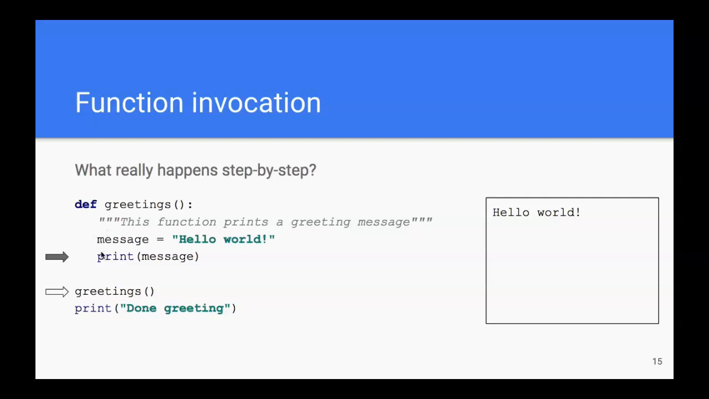Now, here it reaches the end of the function. This function is done. This is the last line in the function. So what happens next is, because we entered into the function through this line, when this function finishes, the control returns to the same line. And then because greetings is already done, it moves on to the line after that, and that's when it prints done greeting. So this is what happens when the function is actually called.